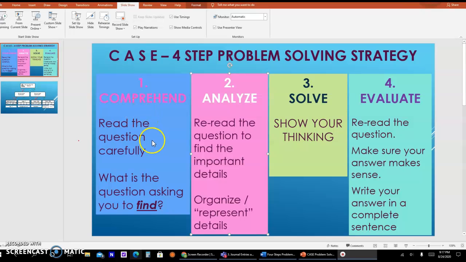In this step, you read the question carefully and think about what the question is asking you to find. So you underline the question and circle the important details from the question. Step 2 is to analyze.